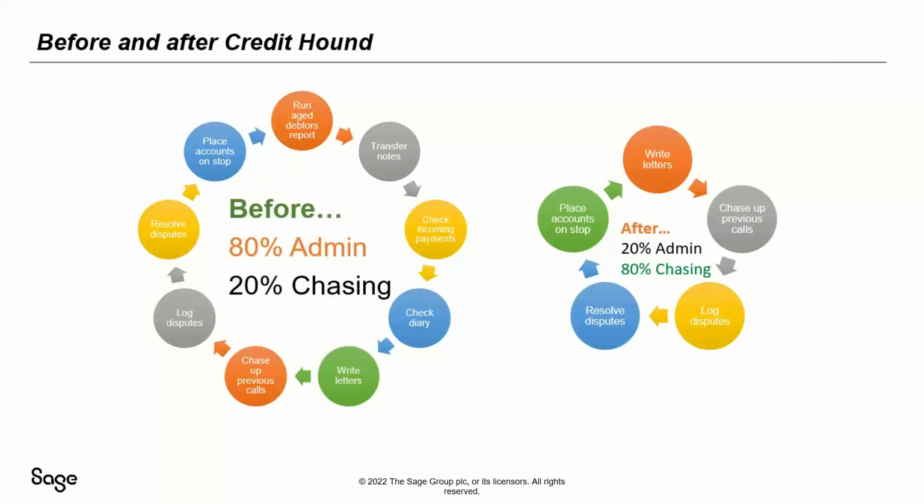Whereas if you start using Credit Hound, you'll automate all of your admin heavy tasks, effortlessly chase late payments, and ensure all invoices are chased and that they get paid on time. So with smoother cash flow and less stress, you're free to focus on what really matters, which is increasing your cash flow and achieving your business goals.